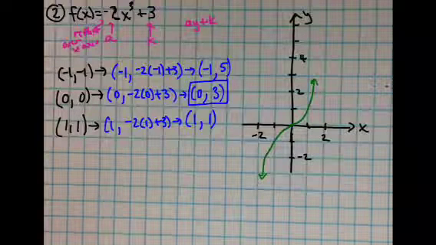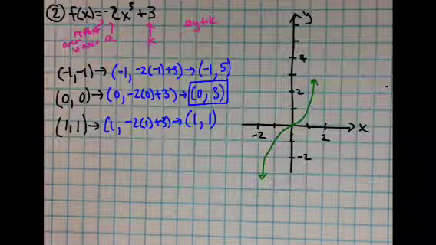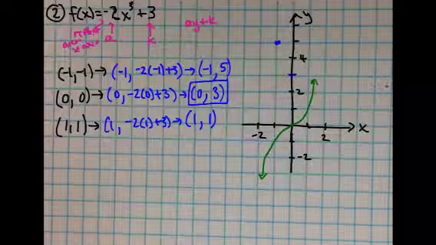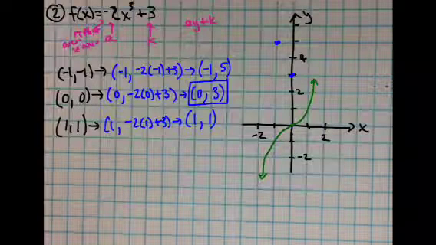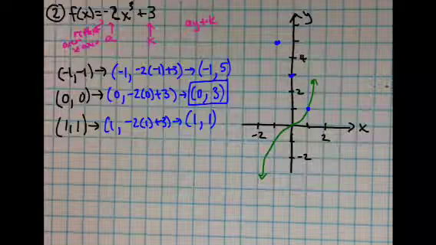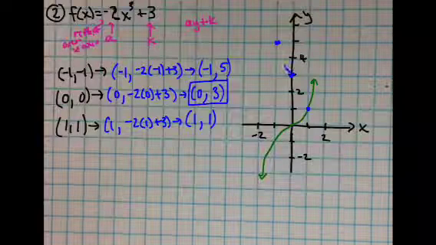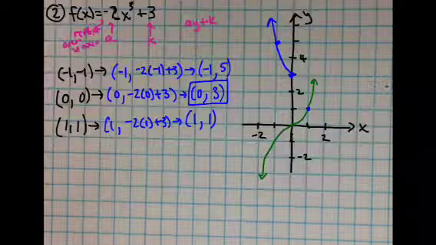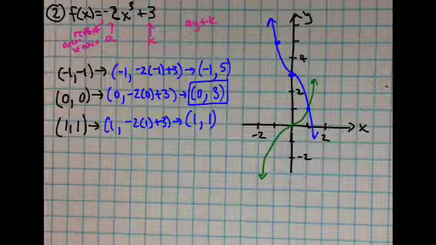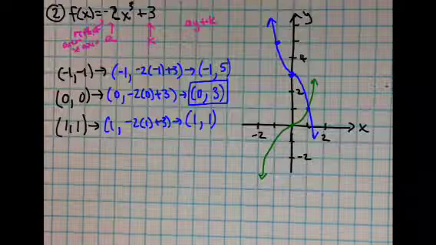So -1, 5, 0, 3, and 1, 1. Notice how the direction of the points is opposite to the green one. This one, because of the negative, the reflection over the x-axis, is going like this and coming down like this. Okay. Because of the vertical stretch by a factor of 2, it's pulled up. It's skinnier. It's stretched out more vertically. Okay, so there's your graph.